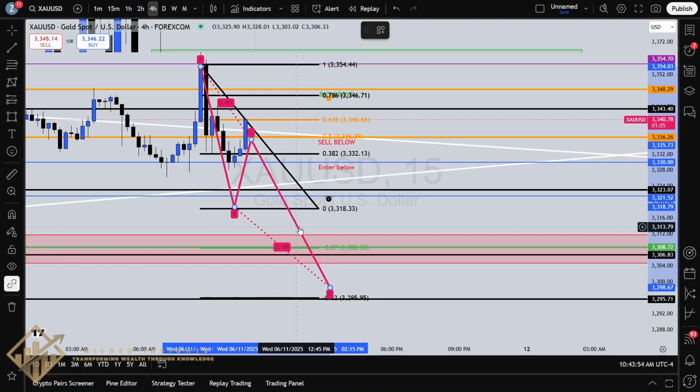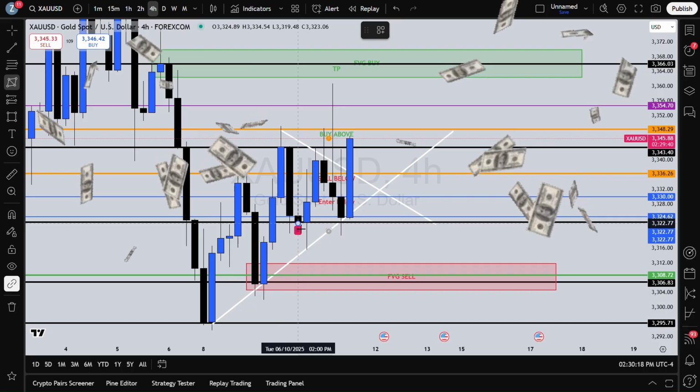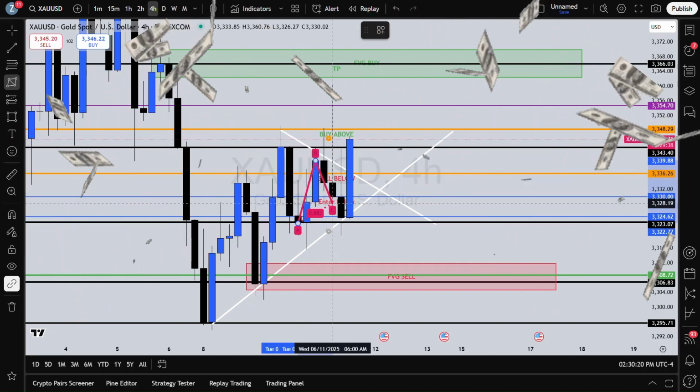Same and vice versa. The results are in. Price continued in a bullish trend.